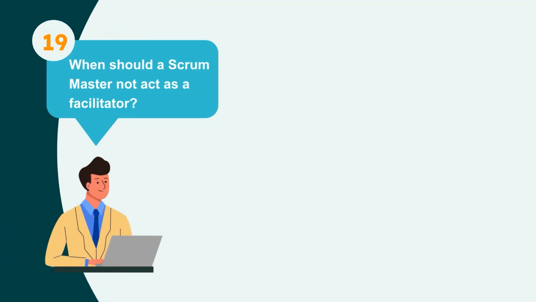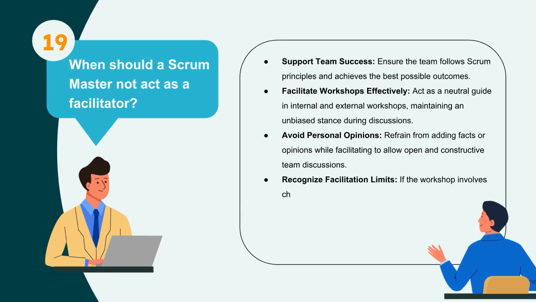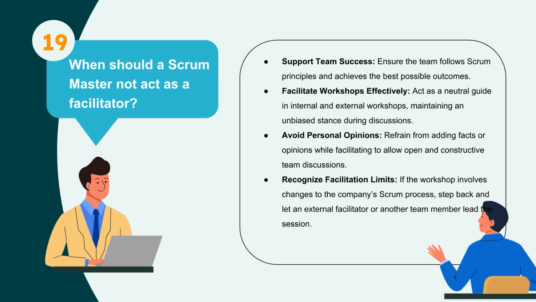19. When should a Scrum Master not act as a facilitator? As per the process, the Scrum Master is supposed to help the team get the best results. Acting as a facilitator for internal and external workshops can sometimes be challenging. A workshop facilitator must stay impartial while discussing topics and refrain from adding facts or opinions to the discussions. If you have the necessary expertise, you've got all it takes to facilitate most general product development workshops. However, if the workshop is about changing your company's Scrum process, you should not facilitate that session.